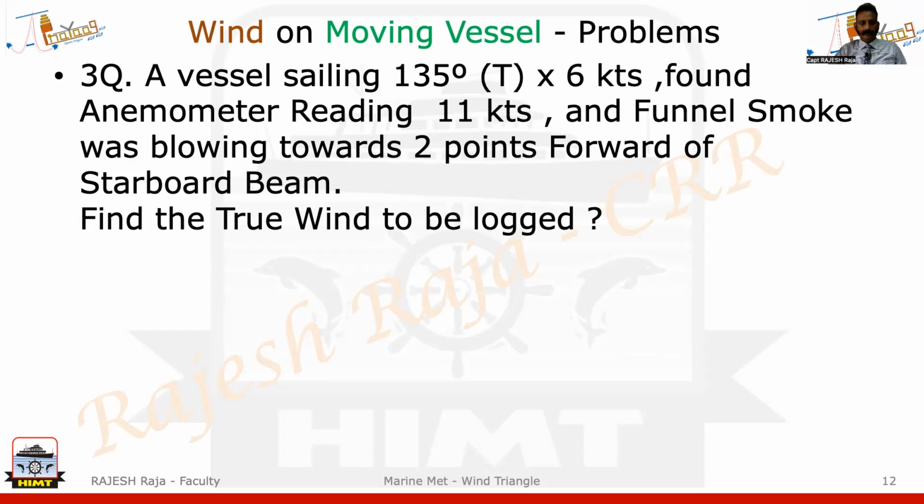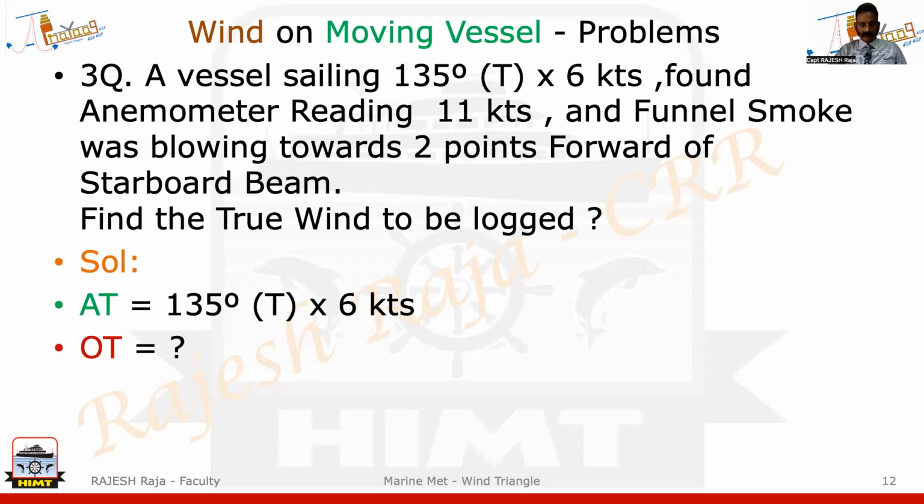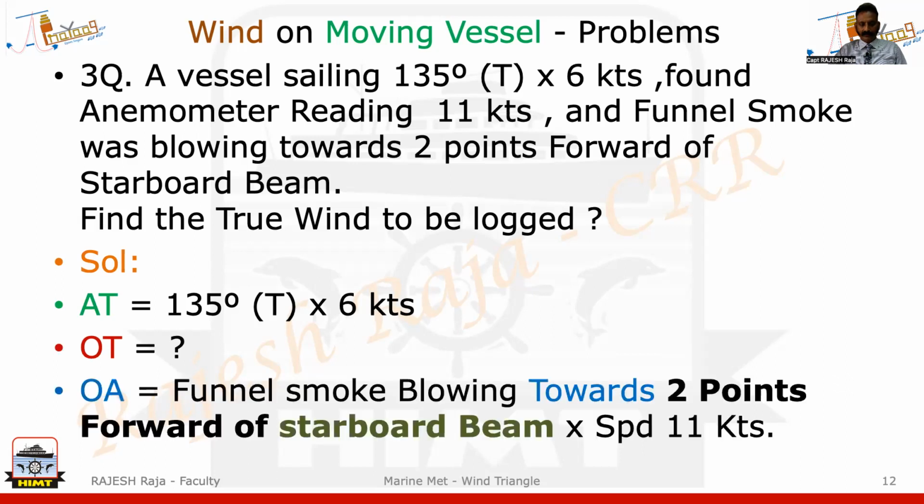Now let us quickly jot down what we have. Alpha Tango is given to me. OT I have to find for logging. Now please look at the next part. Your next component of apparent is given in terms of funnel smoke. Few points you have to remember. Number one, you need to know your relative bearing. If you have any doubt, please go to my earlier video on relative bearing. It's a small video. It says the smoke was blowing towards 2 points forward of the starboard beam and the speed was 11 knots.